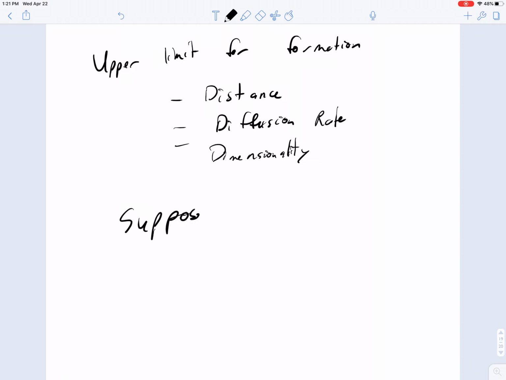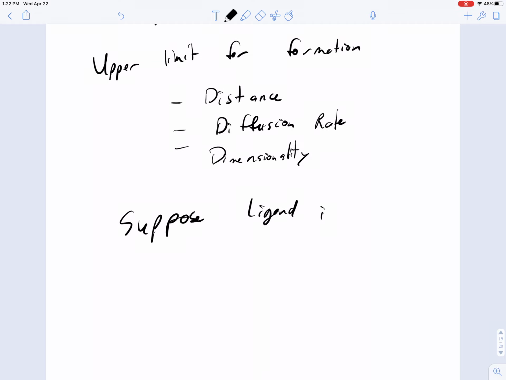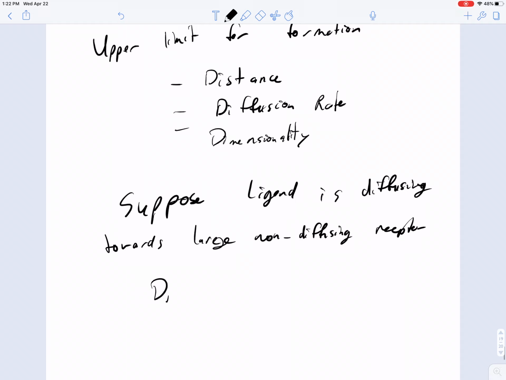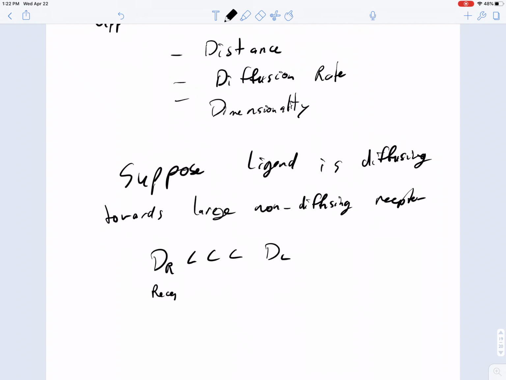Suppose ligand is diffusing towards a large non-diffusing receptor. What does this mean? It means that the diffusion of the receptor is much, much less than the diffusion of the ligand.